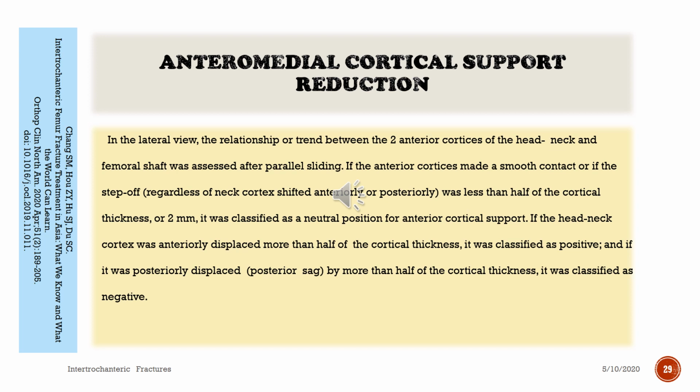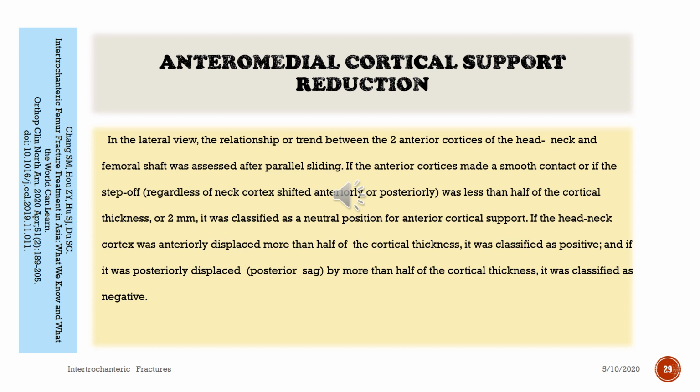In the lateral view, the relationship or trend between the two anterior cortices of the head neck and femoral shaft was assessed after parallel sliding. If the anterior cortices made a smooth contact, or if the step-off, regardless of the neck cortex shifted anteriorly or posteriorly, was less than half of the cortical thickness, or 2 millimeters, it was classified as a neutral position for anterior cortical support.